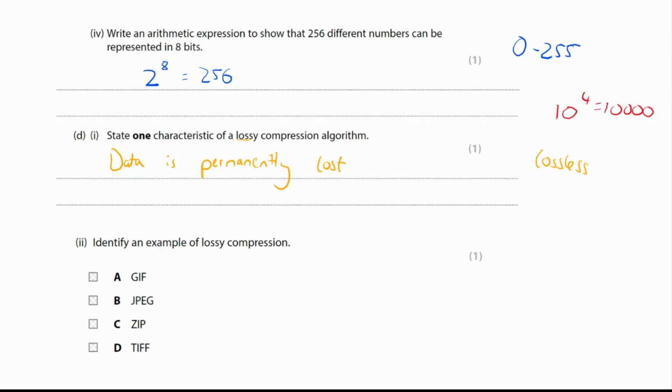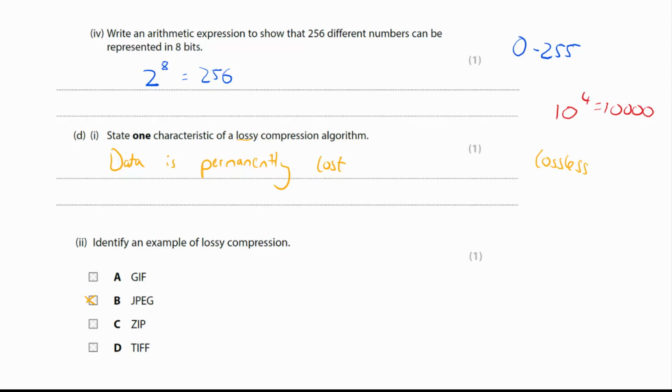Whereas a lossless algorithm just sort of rearranges it and stores it a bit more efficiently. So they're not as effective as lossy algorithms, but obviously you don't lose data, your signal doesn't get degraded as much. We then have to identify an example of lossy compression. So the answer is JPEG out of all of these.